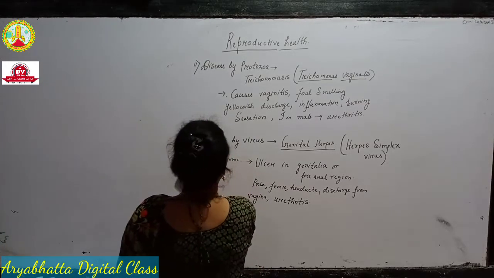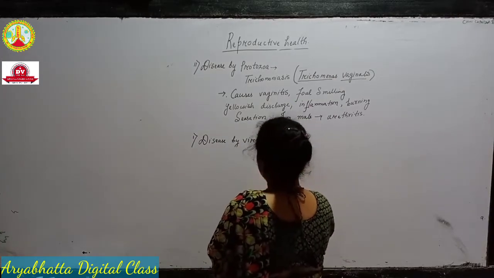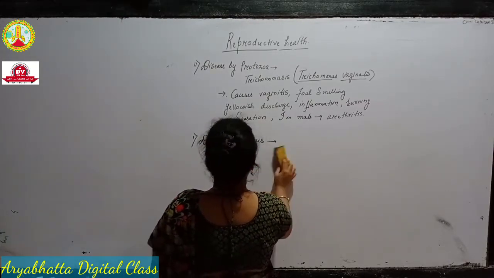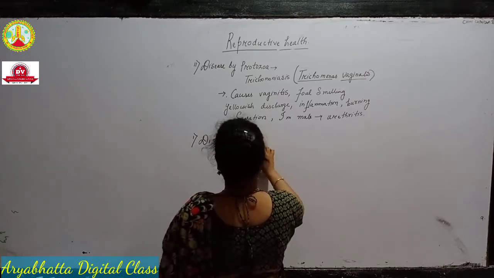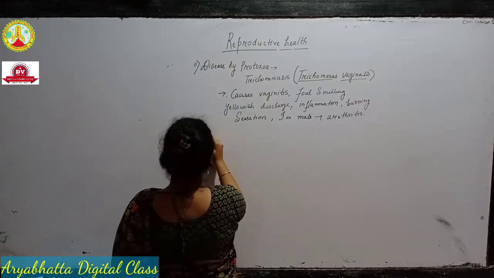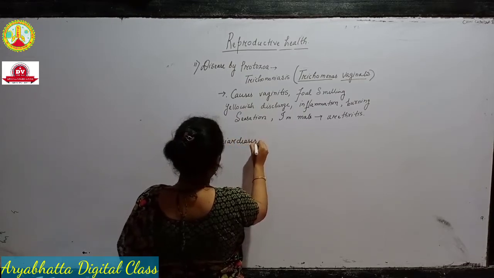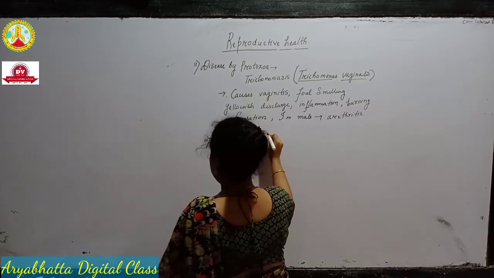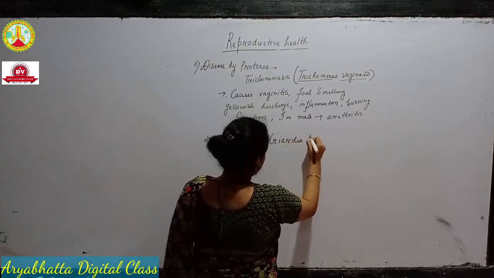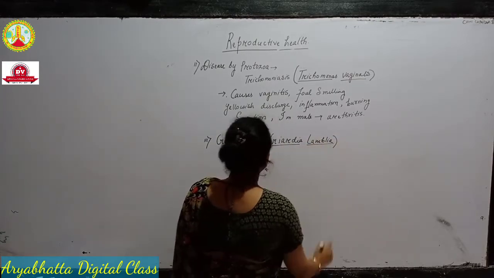So next we will see another disease. It's called Giardiasis. The causative agent is Giardia lamblia. Remember the name, Giardia lamblia.